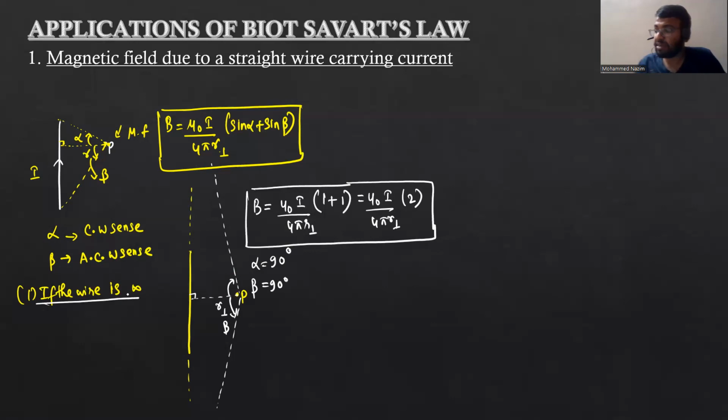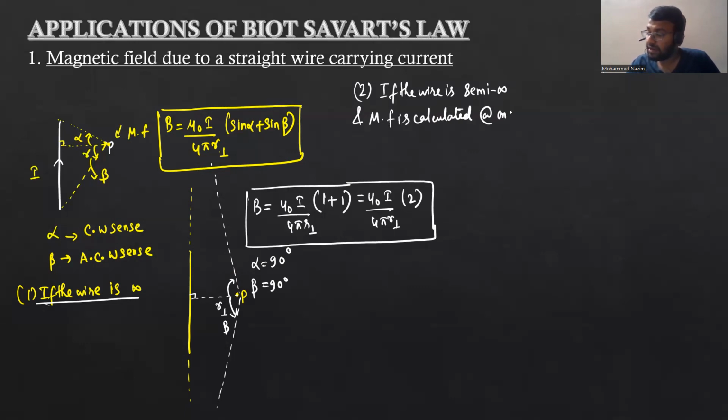Let us say the wire is semi-infinite, and the magnetic field is calculated at one end. In that case, what will happen? Let us say this is that wire, and one end is going up till infinity. One end is fixed. The other end is going up till infinity. And you're calculating the magnetic field at one end.